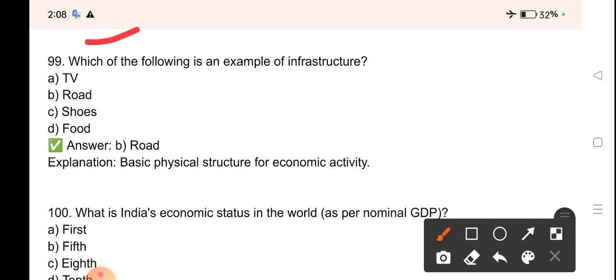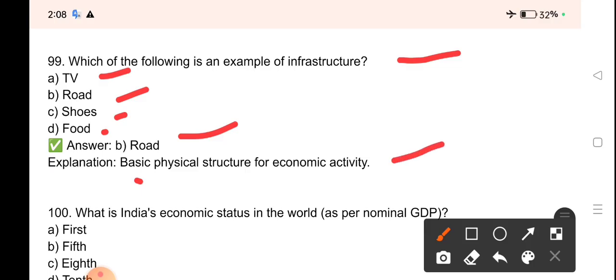Which of the following is an example of infrastructure? TV, road, shoes, food. Road is an example of infrastructure. It is the basic physical structure for economic activity.